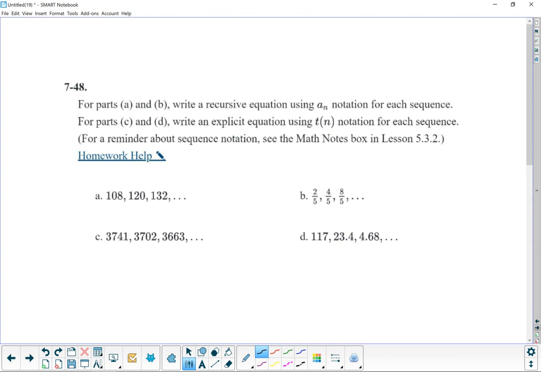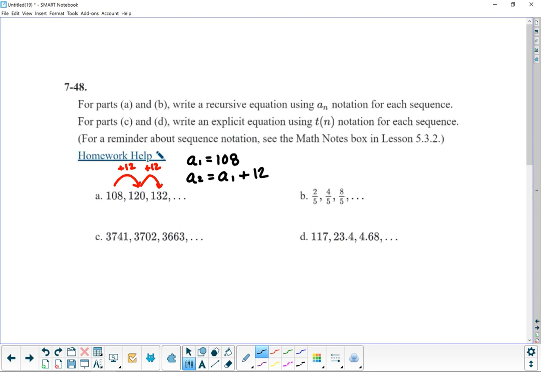Okay. For parts A and B, write a recursive equation using A_n. Okay. So remember, recursive, you need to write a couple terms. So I'm going to say A sub 1 is 108. And just for kicks and giggles, I'm going to do A sub 2. To do that, you need A sub 1, the one before A sub 2, and then we're going to add plus 12. So A2 is going to be A1 plus 12.